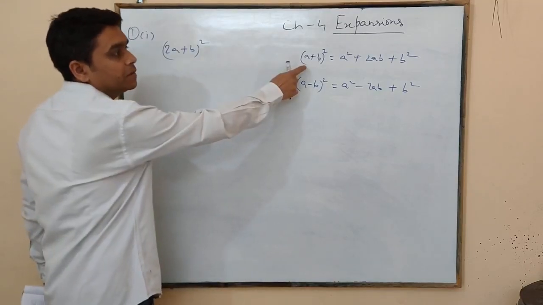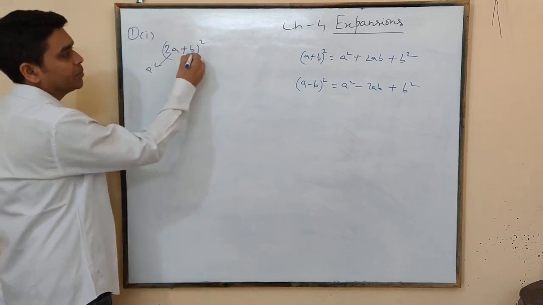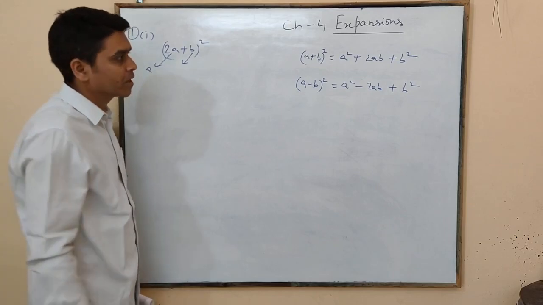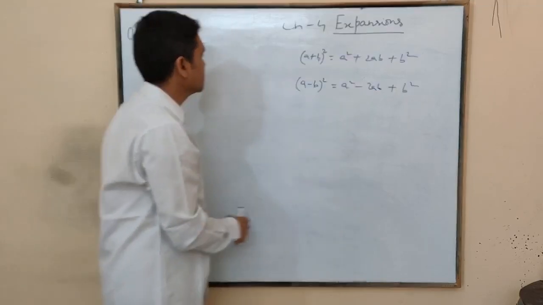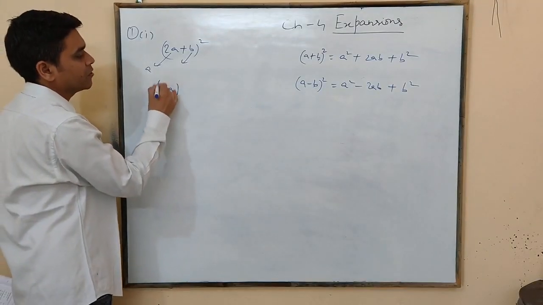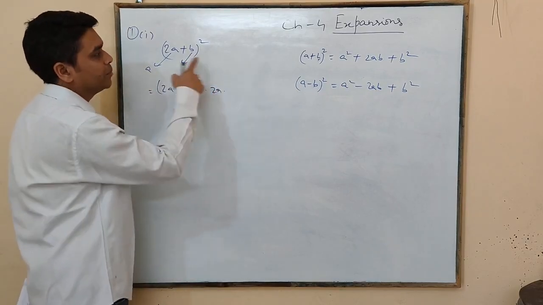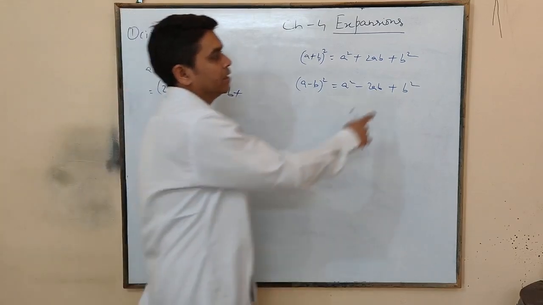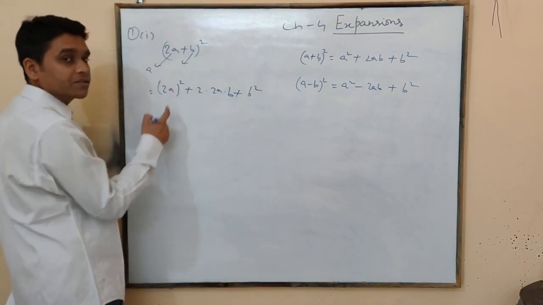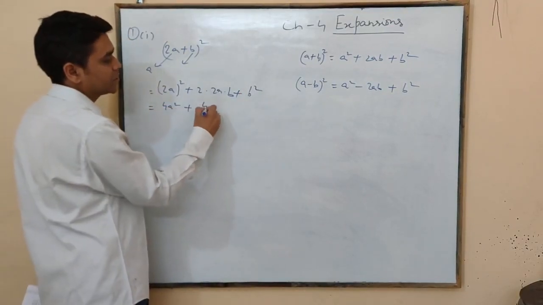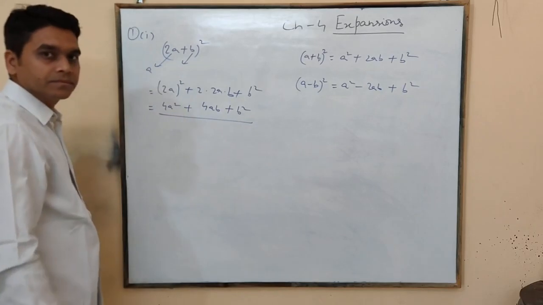Now use this first formula, (a + b) whole square. Here the a is 2a, the b is b. Yes or no? So the first formula is: square of a, and a is 2a, so square of 2a, plus 2 × a × b, where a is 2a and b is b, plus b square. So (2a)² is 4a², this is 4ab, plus b². This is the answer. Please make a note.